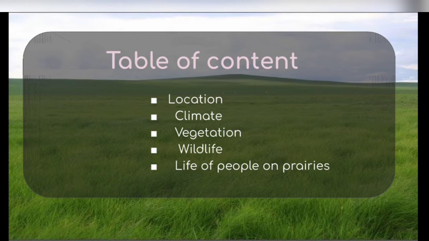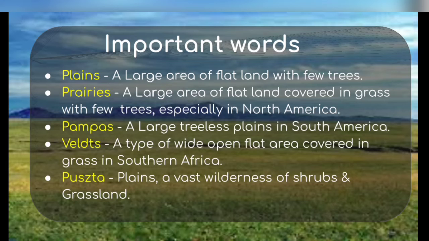Table of contents. In this chapter, you are going to discuss location, climate, vegetation, wildlife, and life of people on prairies. So here are some important words. Dear children, take your social science notebook and write down the important words given in the slides. It will help you to understand the chapter in an easy way. Come, let's look at the important words.